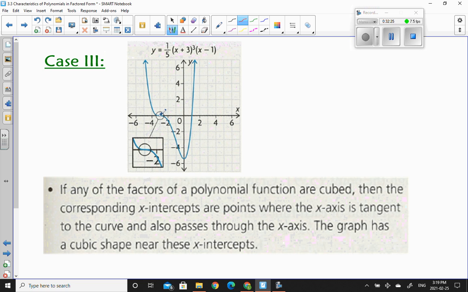Okay, so for this zero here at x equals -3, it's going to have a cubic behavior, which is why you can see it's having that cubic shape here. If any of the factors of a polynomial function are cubed, then the corresponding x-intercepts are points on the x-axis where the x-axis is tangent to the curve and also passes through the x-axis. The graph has a cubic shape near these x-intercepts. So it crosses the x-axis and has a cubic behavior at x equals -3, whereas at x equals 1, it has that linear behavior.